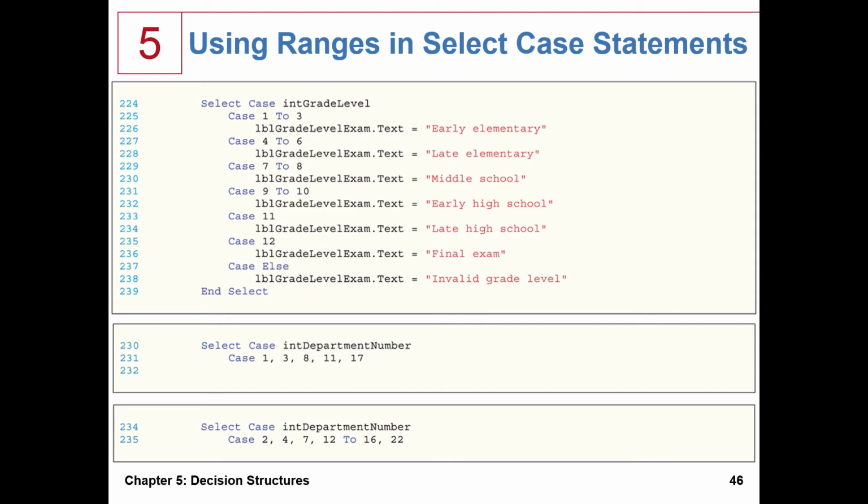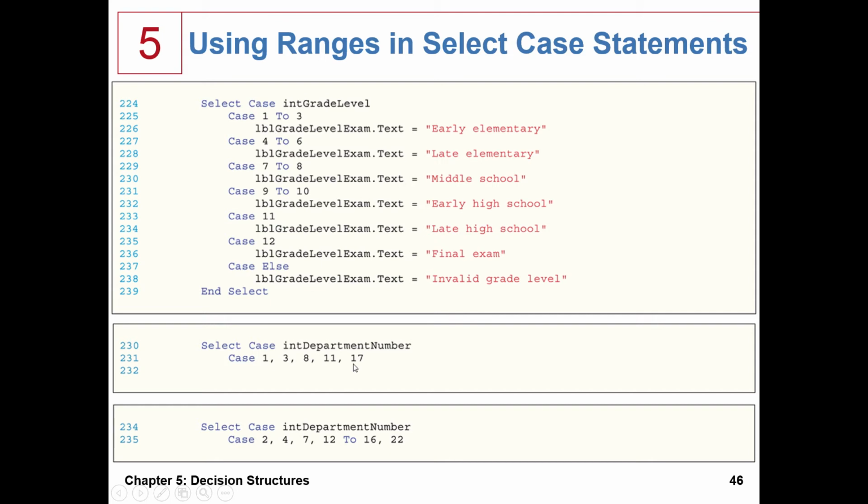If you were to rewrite this in the If block, it would be much different. This line alone here, you would say If intGradeLevel is greater than or equal to 1 and grade level is less than or equal to 3, then you follow that. So you can see the line of code is much longer than here. Just say 1 to 3.